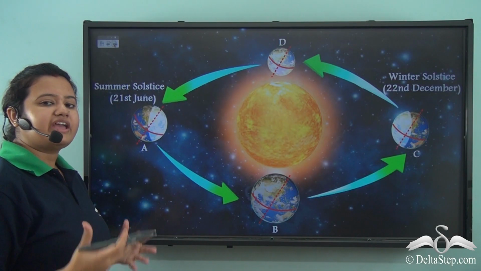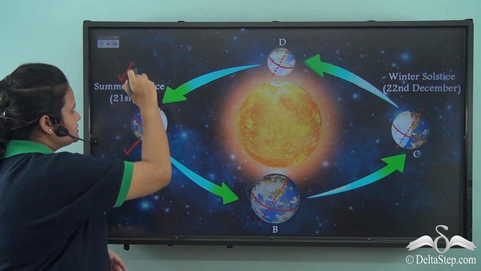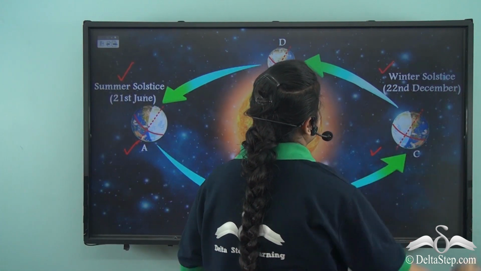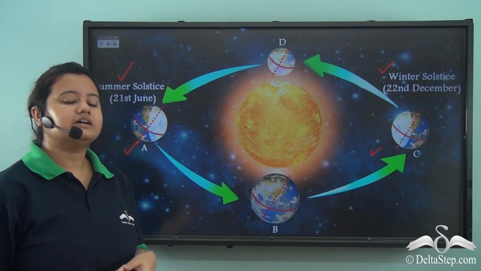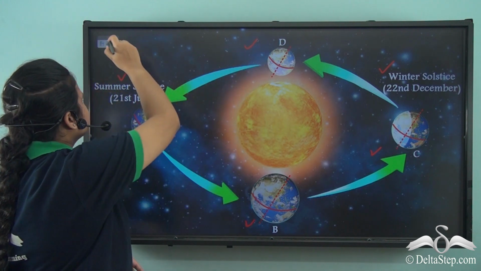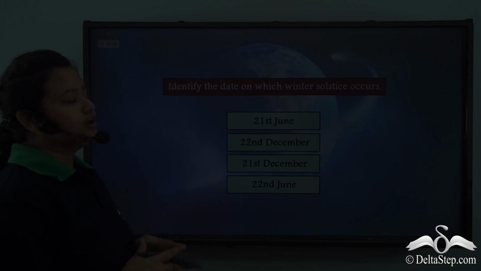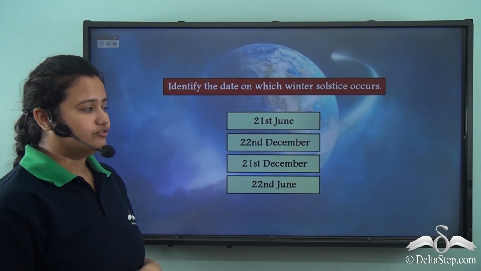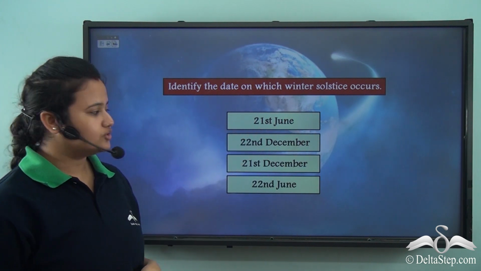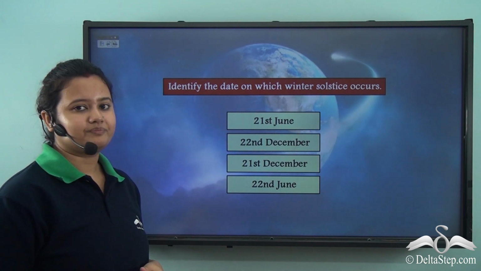So previously we have discussed that at position A, the earth experiences summer solstice, whereas at position C, the earth experiences winter solstice. We shall now check the condition of the earth at positions B and D. But before proceeding with our lesson, let us see if we can answer this. You will have to identify the date on which winter solstice occurs. Is it on 21st June, 22nd December, 21st December or 22nd June? What do you think?